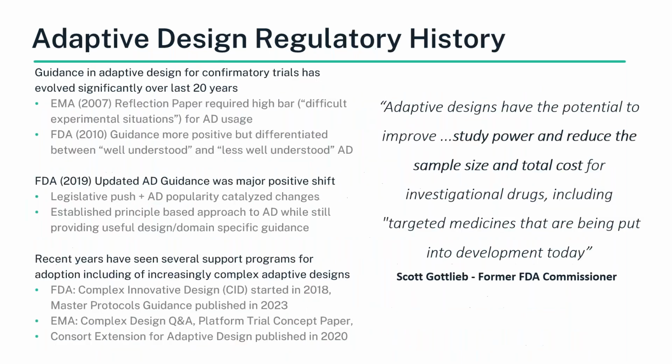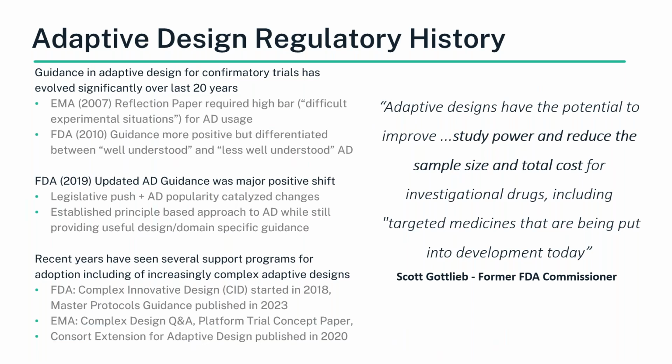So in terms of adaptive design and the regulatory context for that, that's kind of evolved significantly over the last 20 years or so. So I think the first major milestone was the EMA reflection paper on adaptive design in 2007. But I think the general perspective on that guidance now is that it was quite conservative, that it basically said that there's a tension between doing an adaptive design, making changes to the trial, and the confirmatory nature of a phase 3 trial, and that therefore there needed to be a strong justification for adaptive design usage, what might be termed difficult experimental situations.